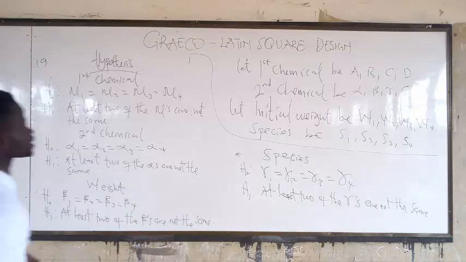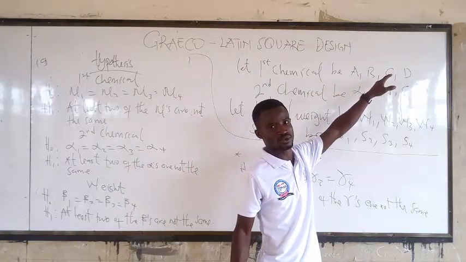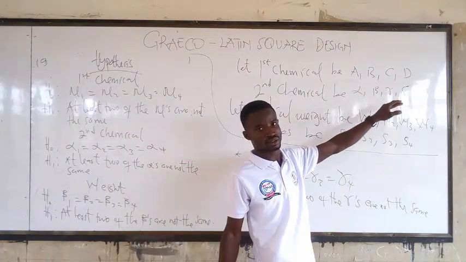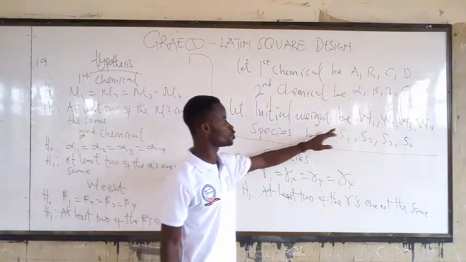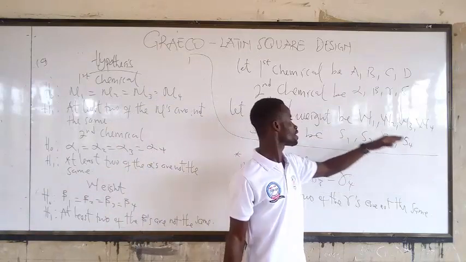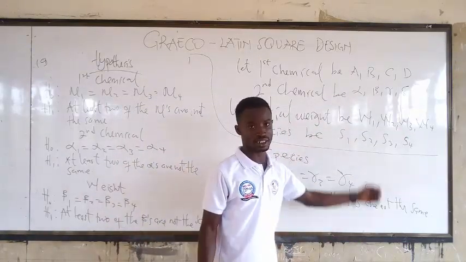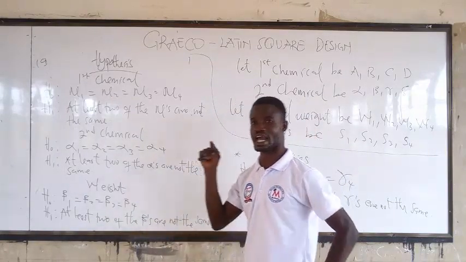Alright, so for the question, we can let the first chemical be the Latin letters, then the second chemical be the Greek letters. Beautiful. So now, from the table given, you can see that our initial weight represents this, and our species is this. Alright, so now the A part says that we have to state the hypothesis.